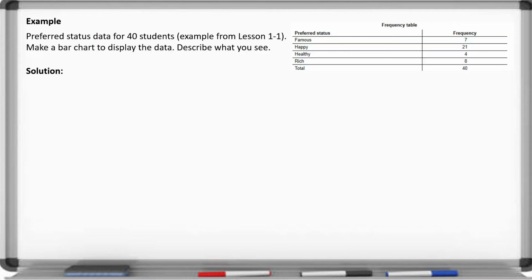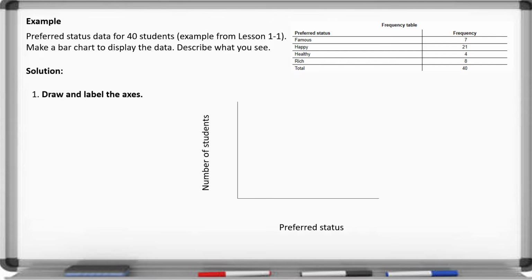So let's look at the following example. This is the preferred status data for 40 students from the previous lesson. Make a bar chart to display the data. We want to describe what we see when we graph the data. Notice this is the preferred status, the same data set as the last lesson. So what we want to do first is draw and label the axes as such. We want to label the vertical axis, number of students, and the x-axis, the preferred status. Remember that the frequency always goes on the y-axis, and then the categories go on the x-axis.